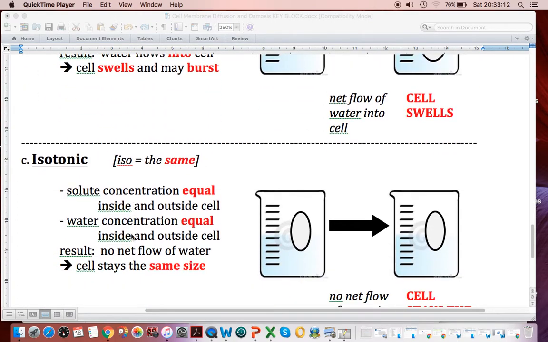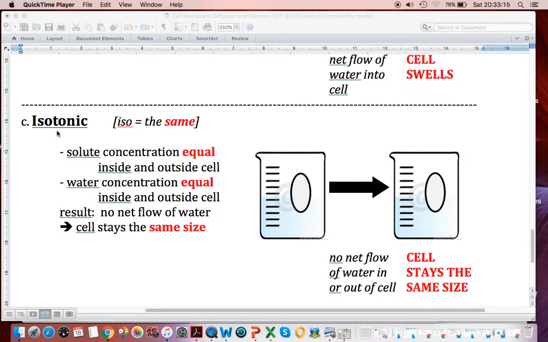Now, C is isotonic. And if you remember from chemistry, iso means the same. Isotopes, isoelectronic, all those good things. So we've got to write in the word same. And what that means is the concentration of solutes inside and outside the cell are the same. And the same is true for water. So water can still flow into the cell, but every time some water flows in, some water will flow out. So the cell will stay the same size. So when you draw it from here to here, make it the same size.